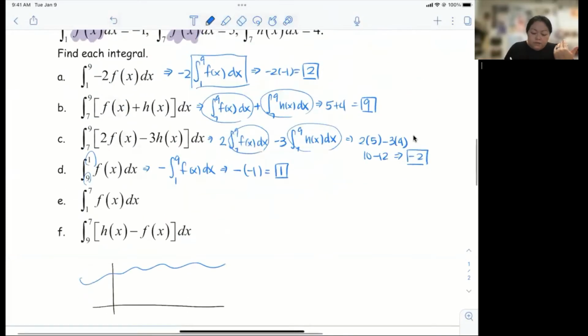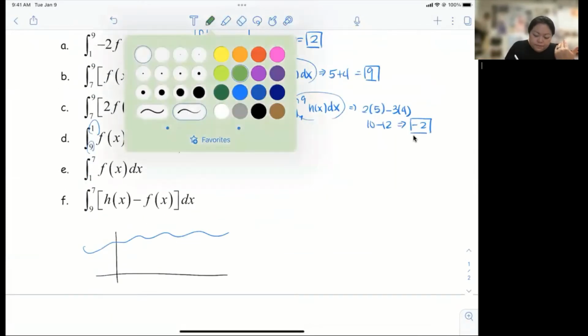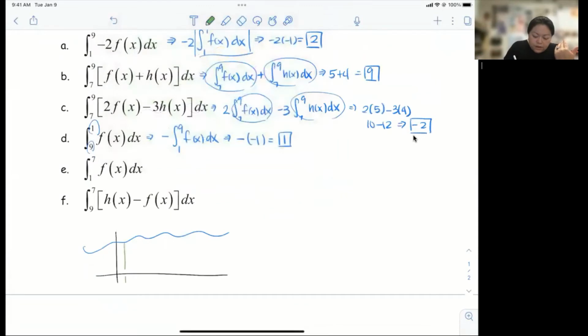I have the information from 1 to 9. I also have the information from 7 to 9. So can you see that really I'm just taking my 1 to 9 and subtracting, oops, not all of it. I'm taking my area from 1 to 9 and I'm subtracting this piece of 7 to 9, and that'll give me 1 to 7.